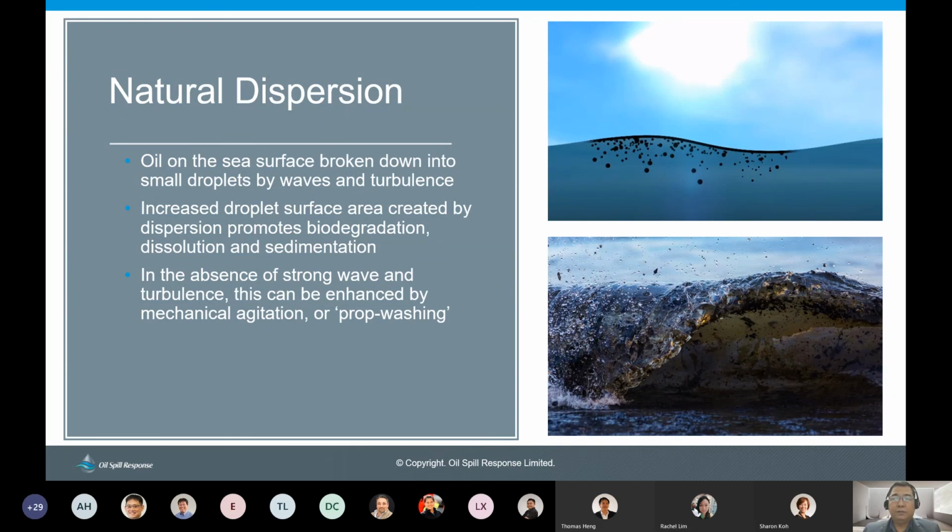So the people are actually surprised what happened. But for us, we know that the oil had undergone a natural dispersion because of the energy created by the typhoon. This natural dispersion increases droplet surface area and promotes biodegradation. So it promotes biodegradation and dissolution, and at the same time, sedimentation.